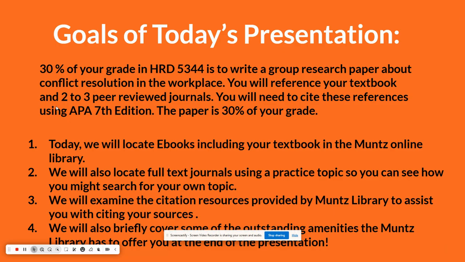Depending on the size of your class, it could be between 3 to 5 people. So with that in mind, I thought we could use today's lesson learning about our resource and what the library has to offer you, using this paper as our guide. Today we're going to locate ebooks, including your textbook, in the online library. We're also going to locate full text journals. We'll use a practice topic so you can see how you might search for your own topic. We'll examine citation resources provided by the library to assist you with citing your own sources. And we'll briefly cover some of the outstanding amenities the library has to offer you at the end of the presentation. Okay, so let's begin.